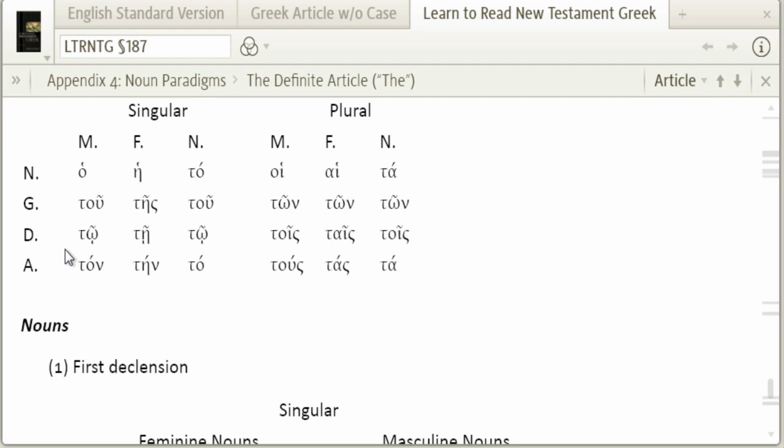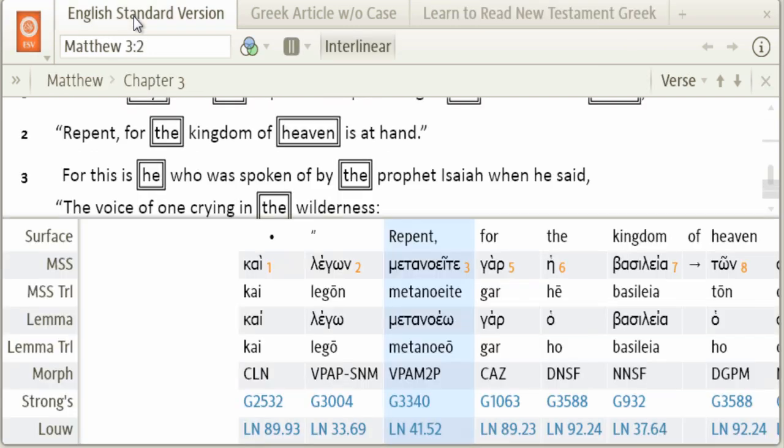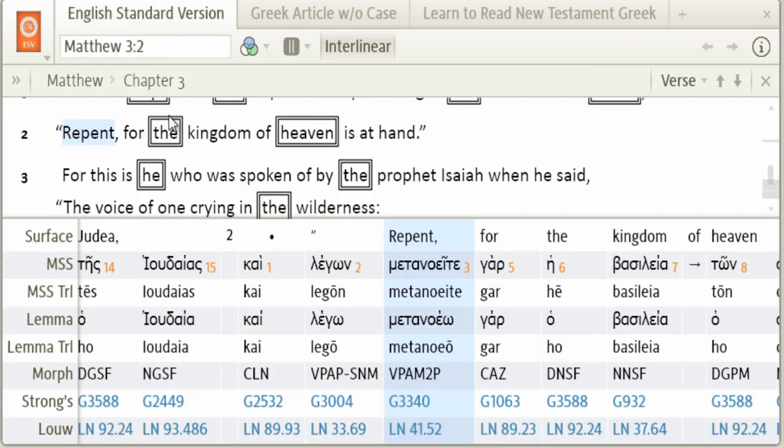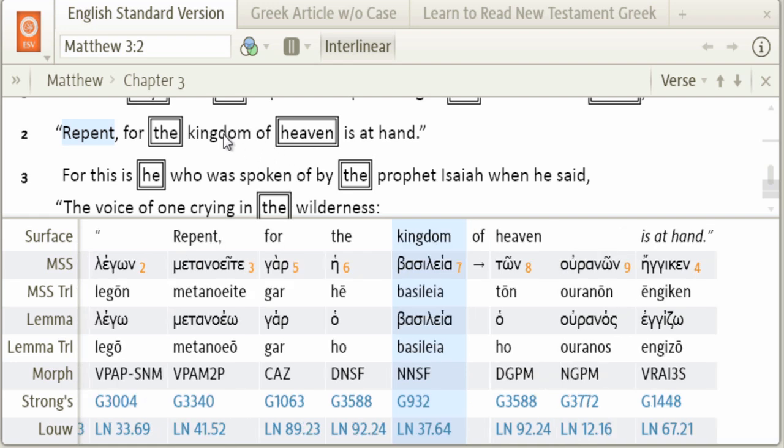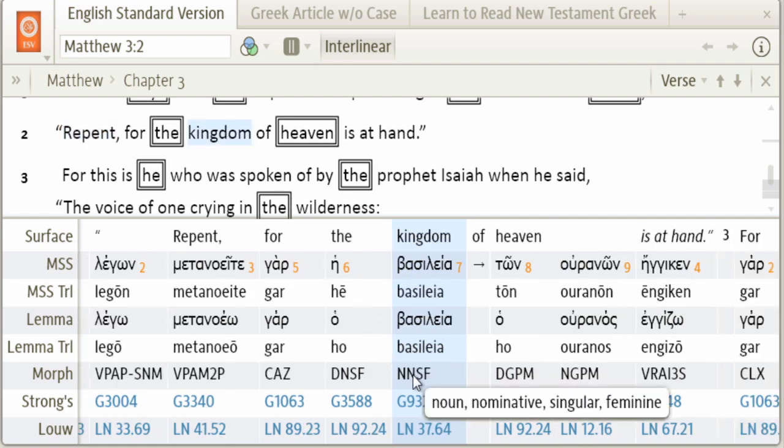Let's see what these look like in a verse. Here in Matthew 3:2, we can see that sometimes the article is expressed in English and sometimes it's not. For example, under heaven, there is a Greek article underneath this English word. And you'll notice here, the word kingdom is in the nominative, singular, feminine. And notice that the article that modifies it matches nominative, singular, and feminine.